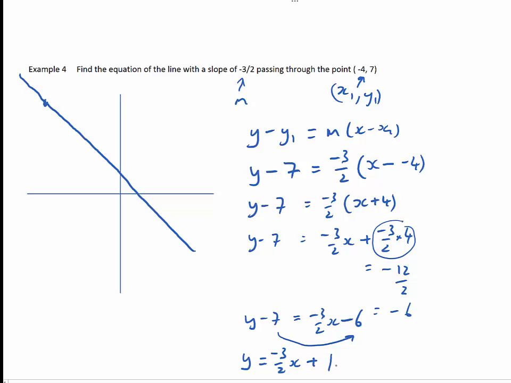If this is correct, when I substitute the x coordinate minus 4 into it, it should generate the correct y coordinate. If I substitute in x equals minus 4, minus 1.5 times minus 4 is plus 6, plus 1 is indeed 7.